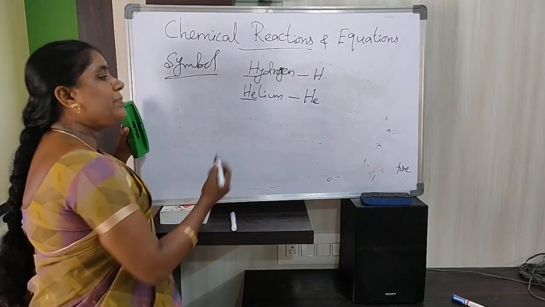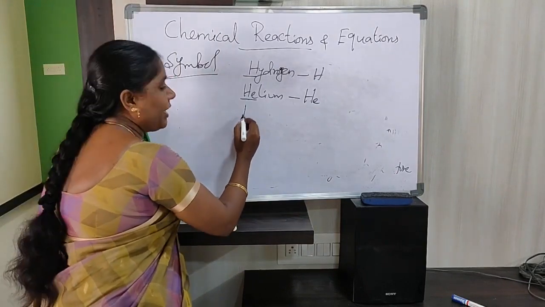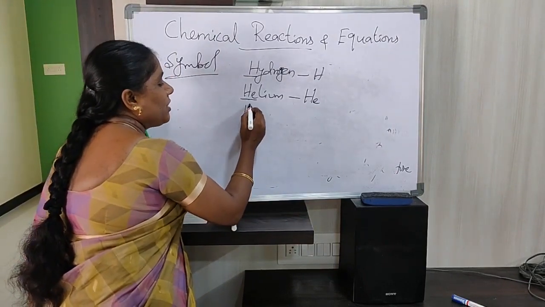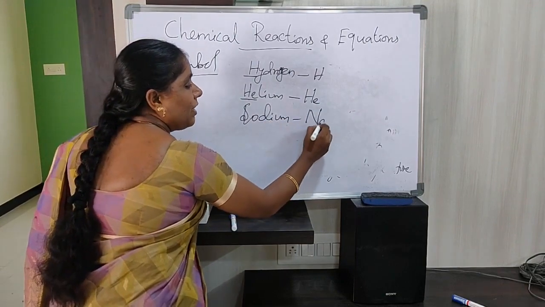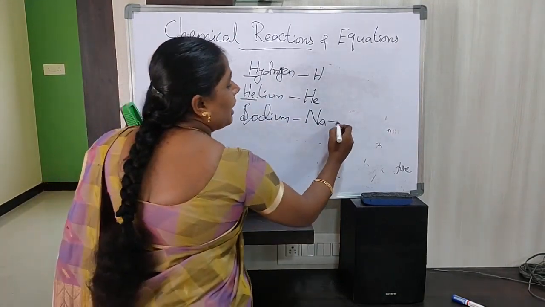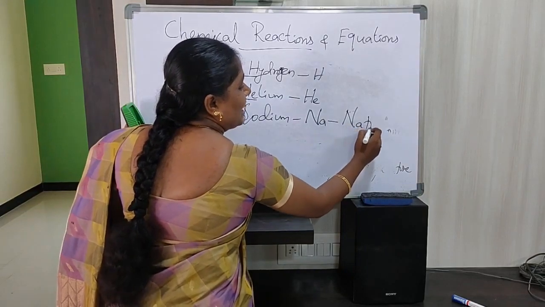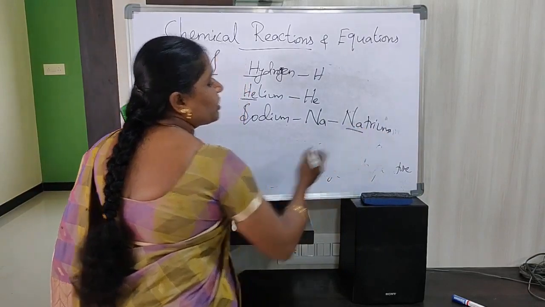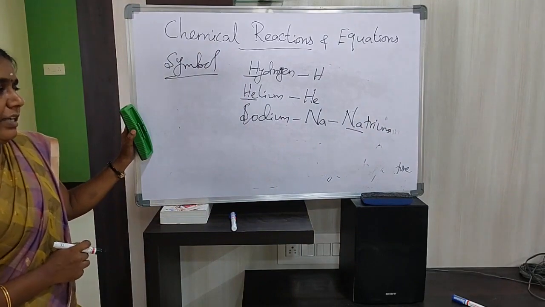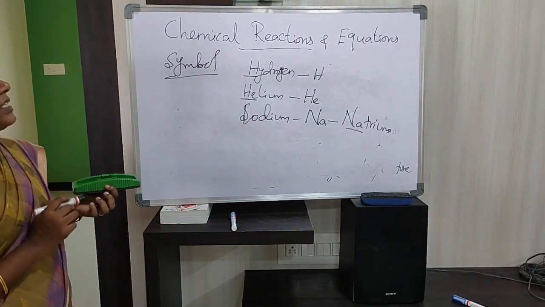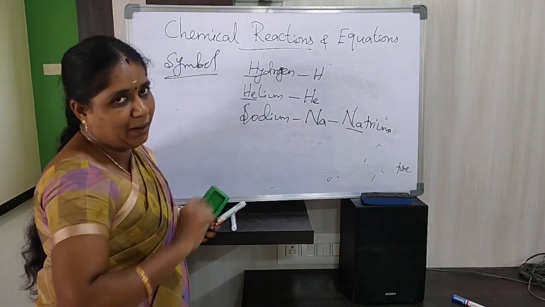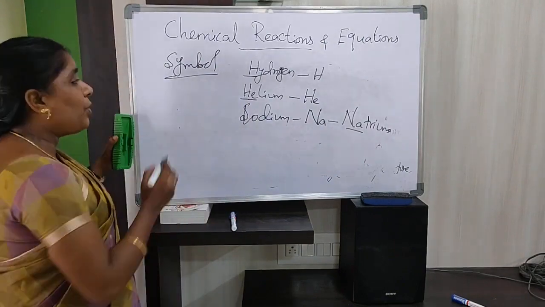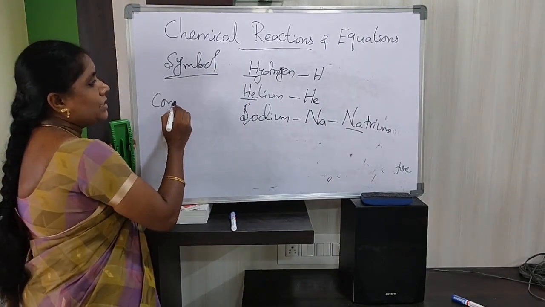Same like this, some symbols we can derive from the Latin name. For example, sodium. The symbol is Na, because the Latin name of sodium is natrium. So we can choose Na from the Latin name. So the symbol is nothing but a short way of representing an element. Same like this, we know about chemical symbols.